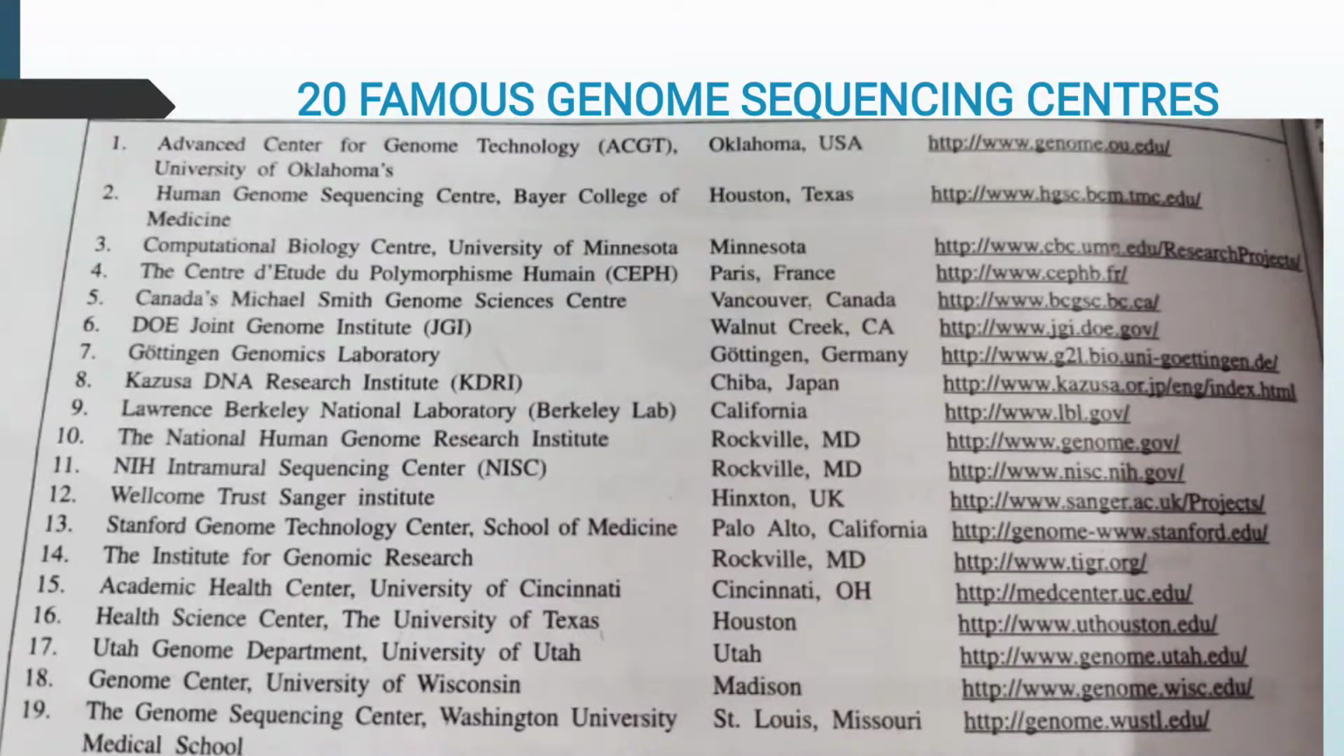Among these, number one is the Advanced Center for Genome Technology, ACGT, University of Oklahoma. And the second one is present in Texas.